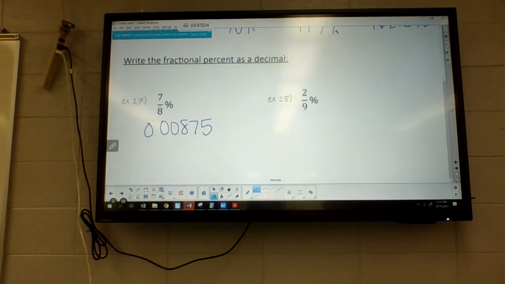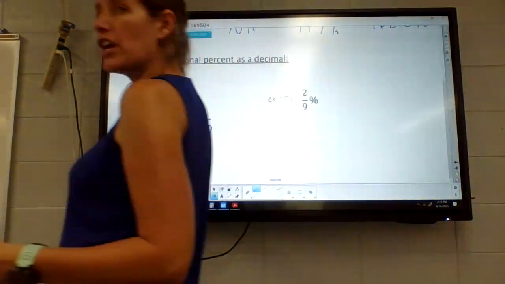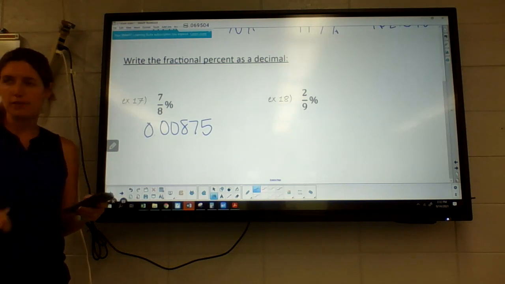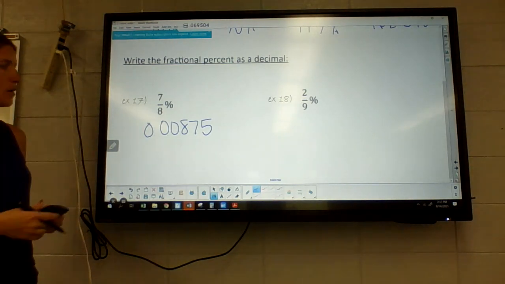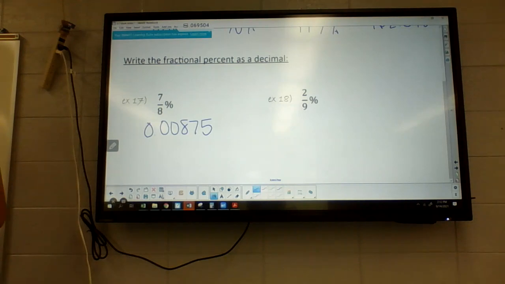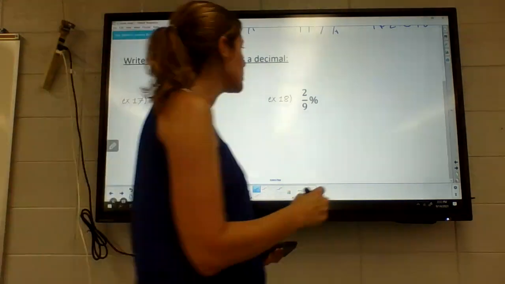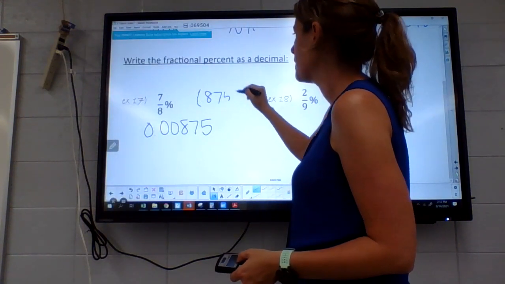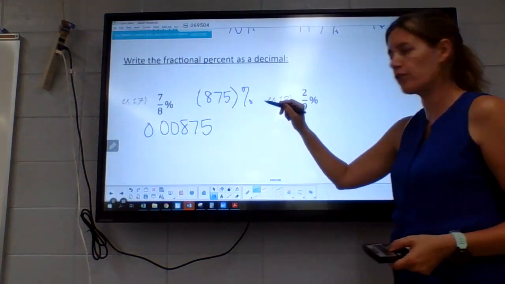I got 0.875. So you still need to change it to a percent. Now you have to hit the percent button after that, second and then that one. Once you have 7/8 and you got 0.875, you have to change that to a percent, which means you still have to divide it by 100. Essentially this was 0.875%, and I still had to move it over 2 places.